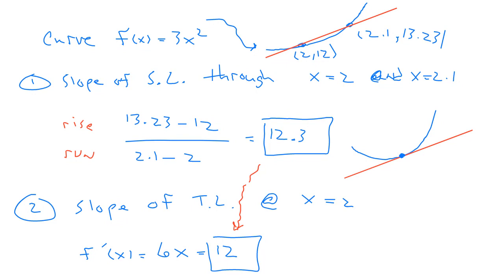Think about it. What if I push this point closer to that one, this 2.1? What if I push it closer to 2? It would look more like the tangent line. If I take the secant line and I push this point closer to that one, it's going to start to look like this. And this is going to turn into that number. 12.3 is going to turn into 12.